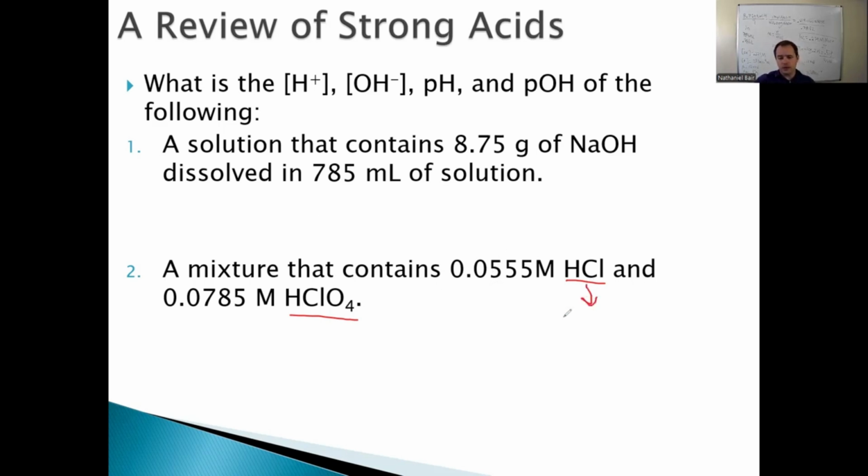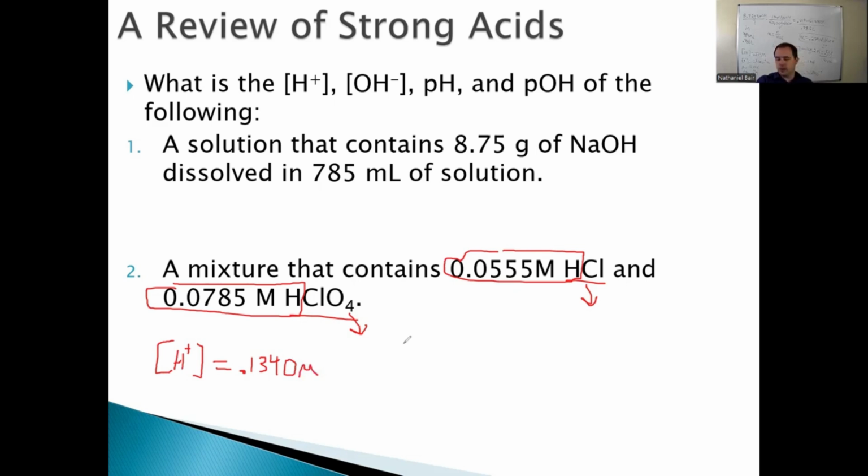This fully dissociates. So that's the H plus ion concentration from the HCl. This fully dissociates. So that's the H plus ion concentration from the HClO4. And what I can do is I can just add those together, where the H plus ion concentration of the mixture is going to be the sum of those two. So 0.0555 plus 0.0785, that's an H plus ion concentration of 0.1340. I went out to the 10,000th place plus 10,000th place, so we'll throw a trailing zero on there.